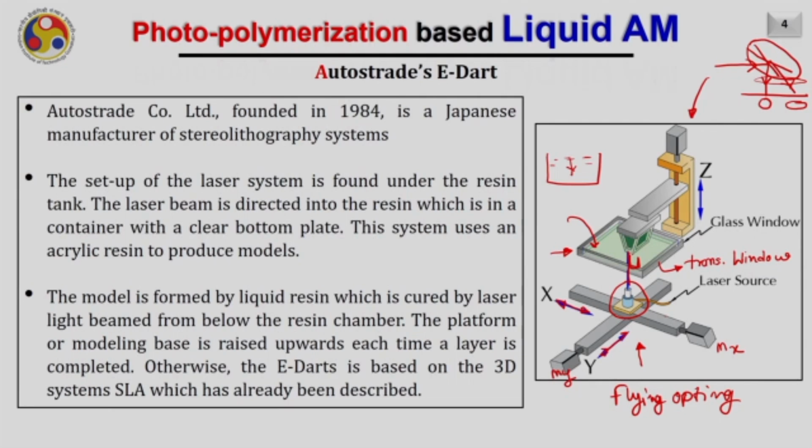As each time the layer is built or completed, the platform goes up and the new liquid resin flows under the layer. Due to gravity, it levels quickly and we just again repeat the process to build the part.